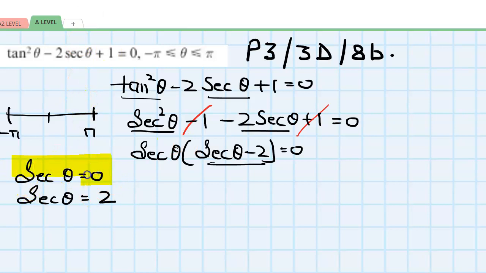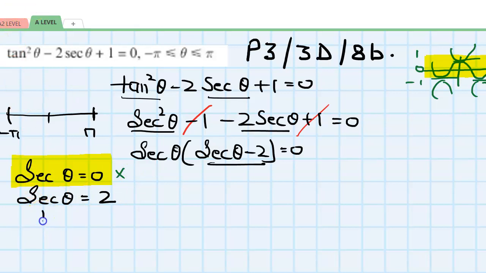I hope you know it, because the graph of sec, this is a cosec graph and this is a sec graph. Sec graph is not having these middle values, from minus 1 to 1. So the 0 is in between. So this is not possible.